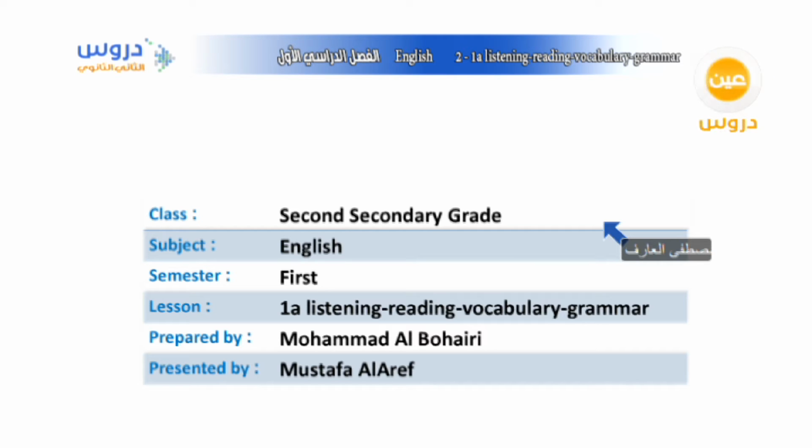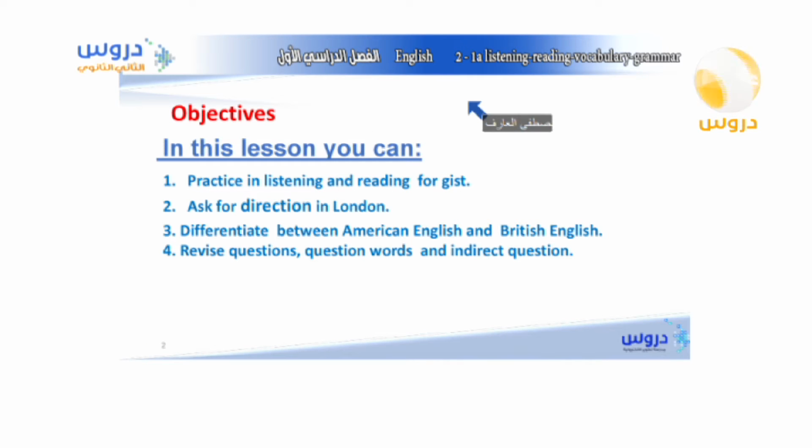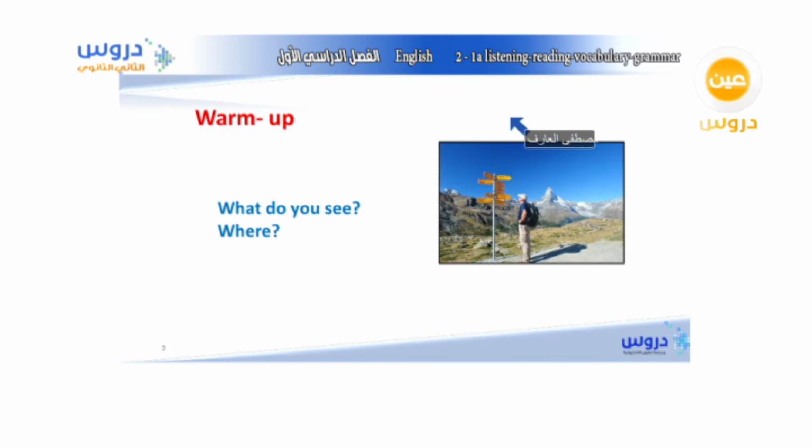Our topic today is listening and reading and vocabulary, and we also have some grammar. So let's get started with our first objectives. In this lesson, you will learn: 1. Practice listening and reading for gist. 2. Ask for directions in London. 3. Differentiate between American and British English. And 4. Revise questions, question words, and indirect questions. So as you can see, we have four objectives for our class. Let's jump to the first one.